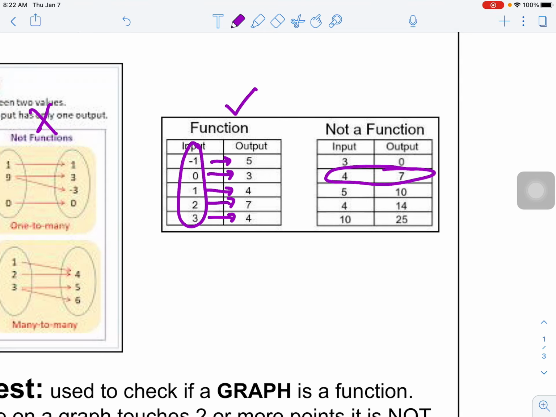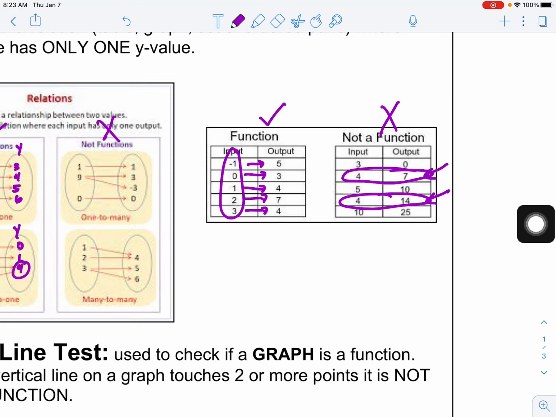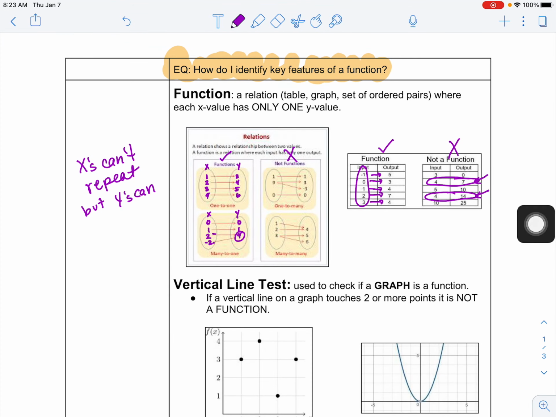On this table, 4 happens twice, and this one, a 7 comes out, and this one, a 14 comes out. So this is an example of like putting money in a vending machine. If I put in a 4, 2 different sodas come out, a 7 and a 14. So that is not a function. Even though you benefit, the machine is broken. It is not a function.